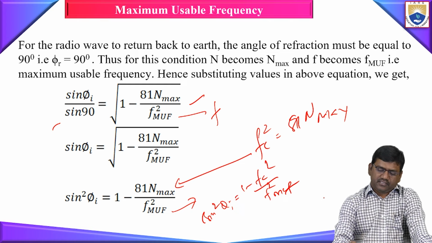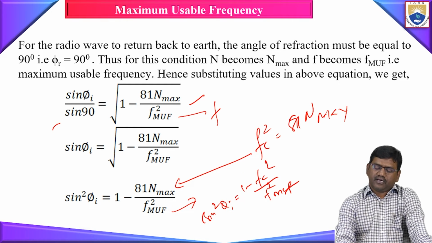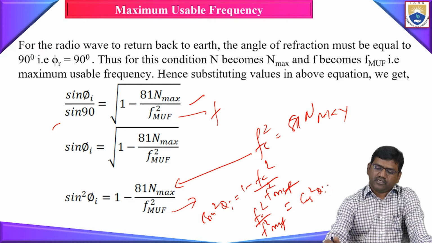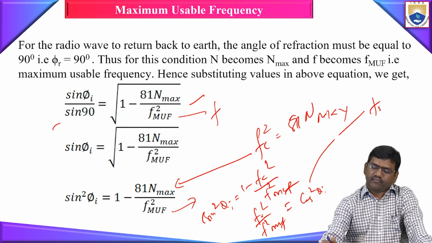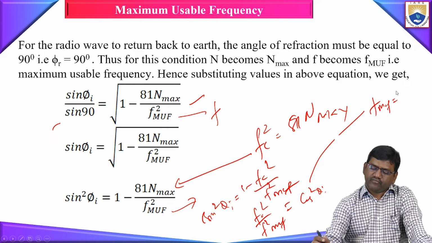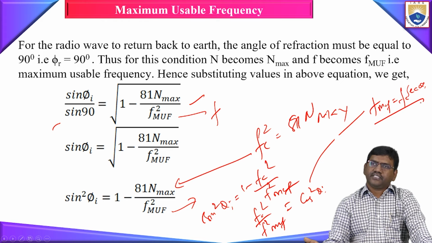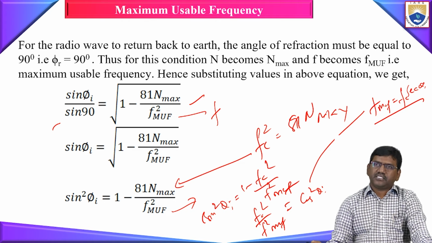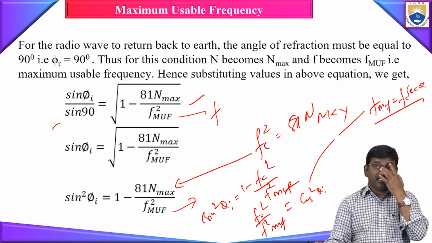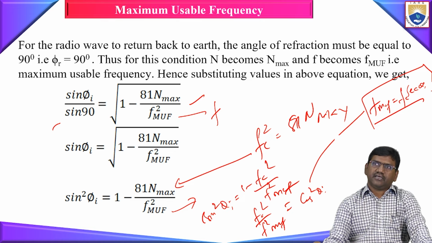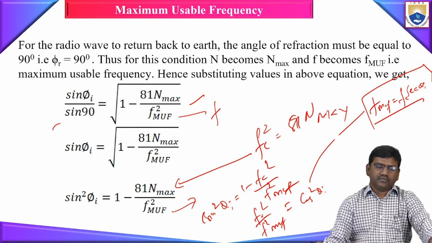Let us take the sin square theta i to the right hand side. You will get fc square by f MUF square is equal to cos square theta i. So from this equation we get f MUF is equal to fc secant theta i. This is known as the maximum frequency at which a wave is returned to the earth for a given distance of propagation, and this is also known as the secant law. So f MUF is equal to fc into secant theta.